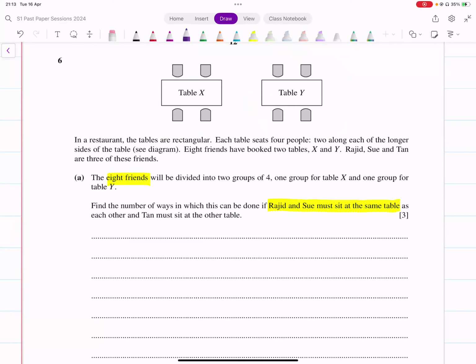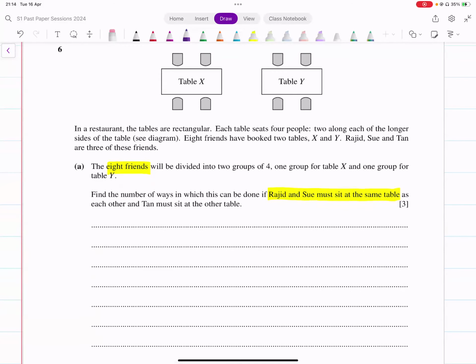If they go to the first table, okay, but by the way, they are dividing them into 2 groups. They're not arranging them yet. Keep that in mind. There's no arrangement that's happening. They're just being divided into 2 groups. That means it's combination. It's not permutation, right? Because we're not doing any arrangement here. We're just splitting them into 2 tables like this. Now, in how many ways can we do this?